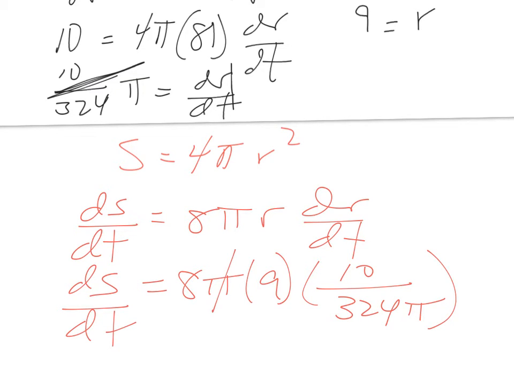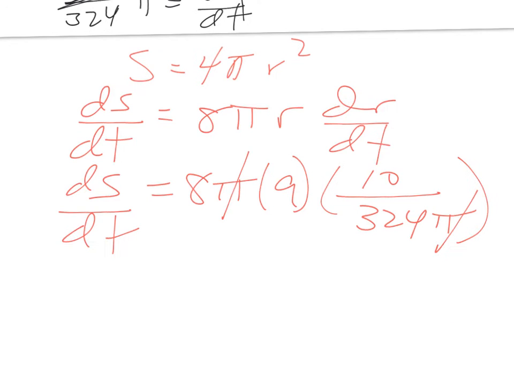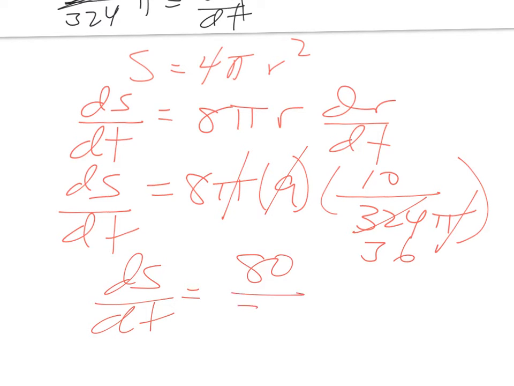The pi's will cancel each other out. So 9 goes into 324 36 times. So we're left with dS/dt is equal to 80 divided by 36. You can continue to reduce that, and that's going to be meters squared per second. Alrighty? Good. That's the end of question number 1, that we didn't finish in class.